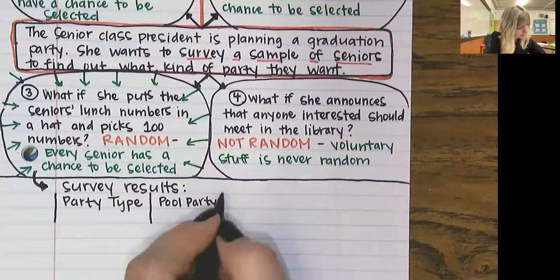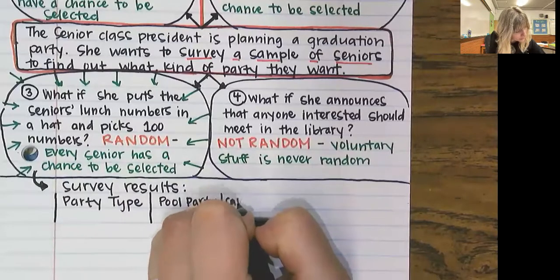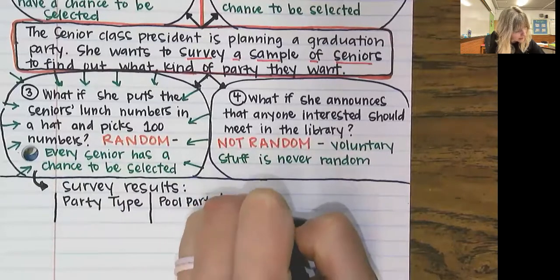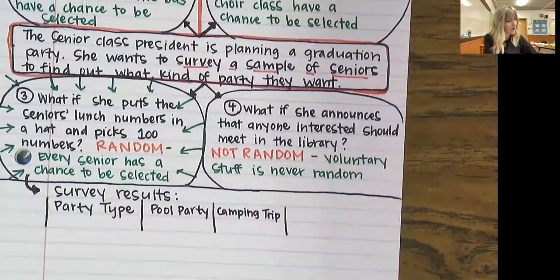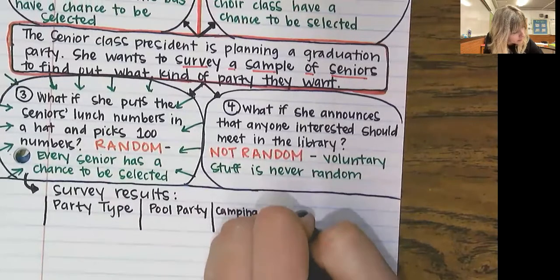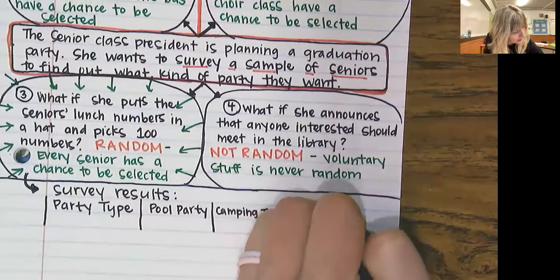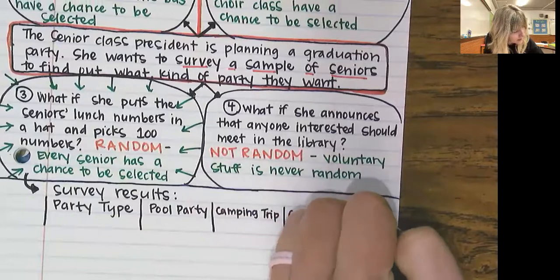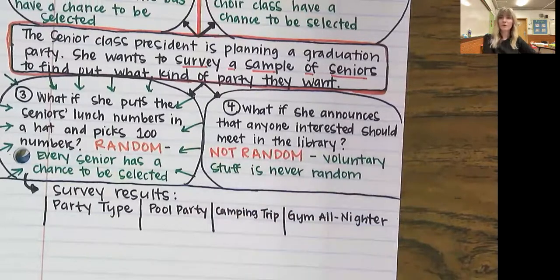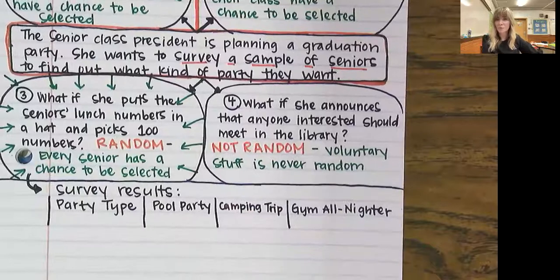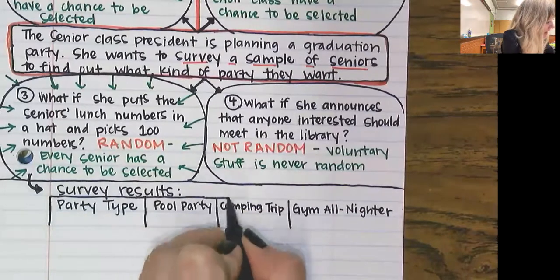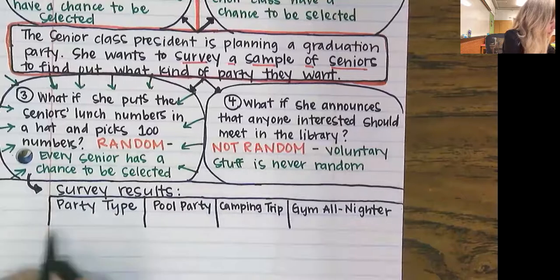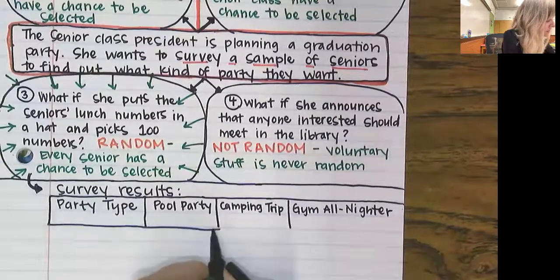Option number 2, see, I put another line. Option number 2, here was another approved one, is they could go on a one-night camping trip for a graduation party. And option number 3 was what we're going to call a gym all-nighter, where they just hung out in the school gym for an all-nighter. Had some games, had some movies, different stuff like that. Okay, so now I'm going to draw lines this way. And I'm going to show you the results of that survey.